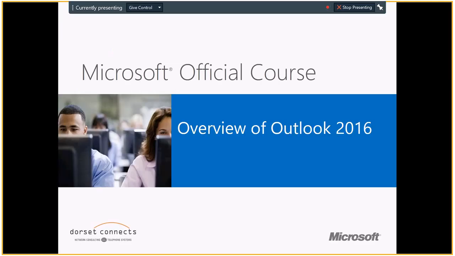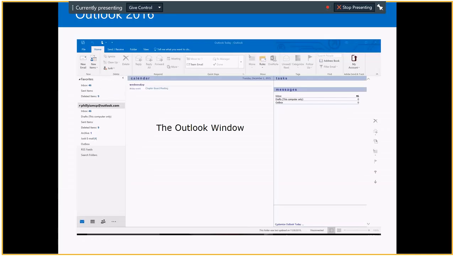So let's talk about our overview. Basically, what is new? What does Outlook 2016 look like? This is it. This is your Outlook Today window. And as you can see, it's comprised of different sections, and we're going to take a moment to go through all of those sections. First off, we have the menu bar.